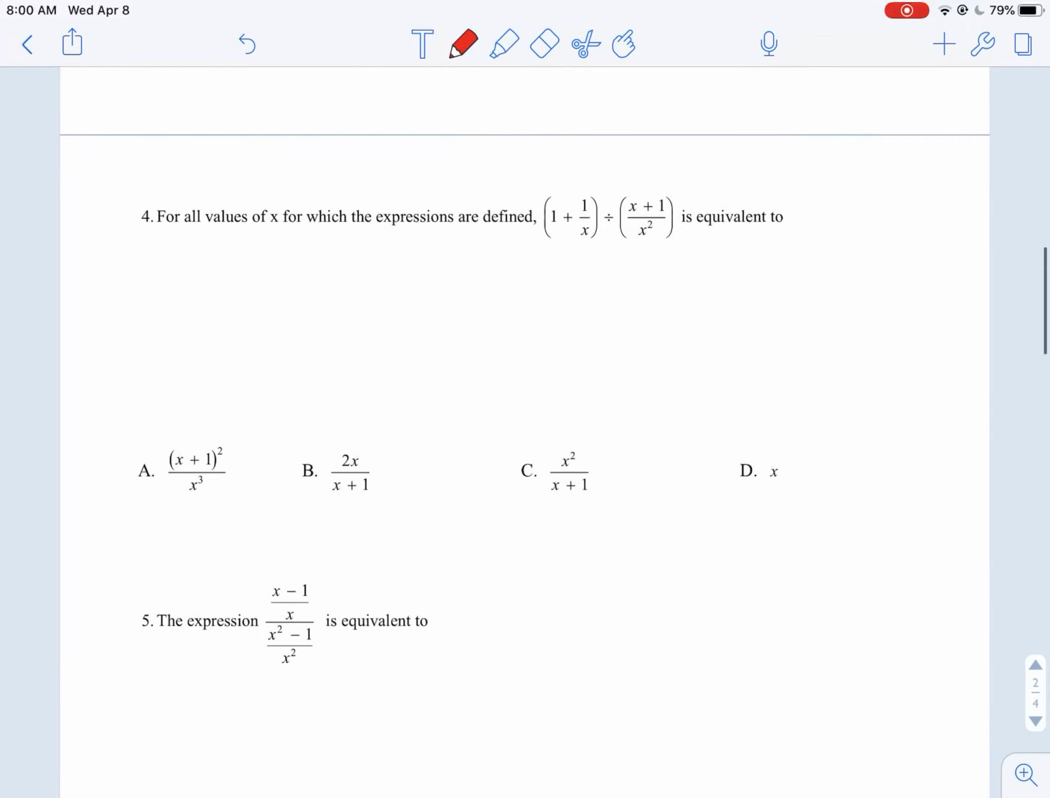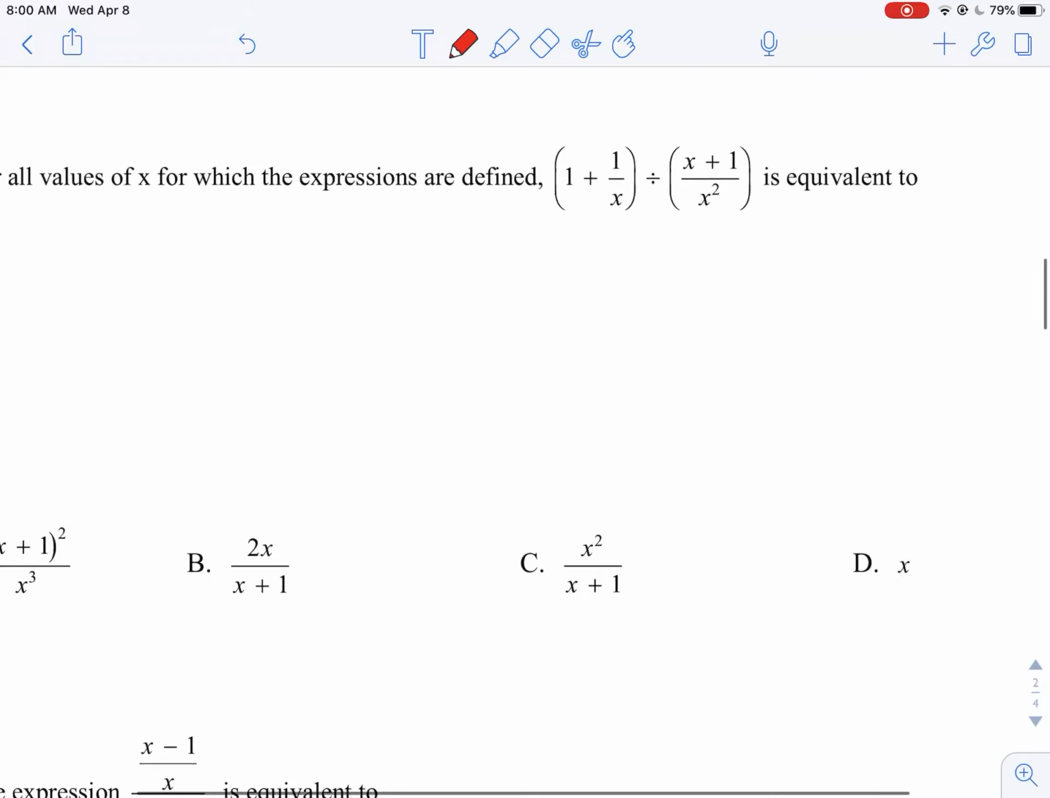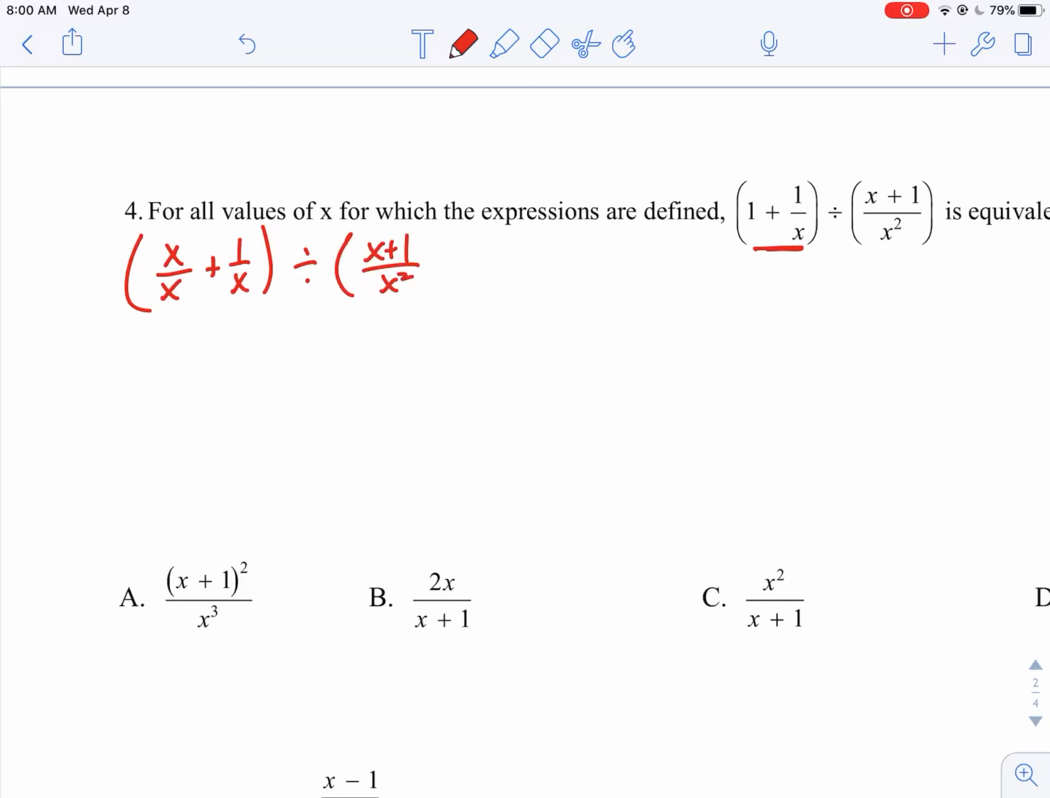All right, moving on to number 4, we've got a problem here where we've got some addition as well as some division. So what I'm going to do is jump inside this quantity first. I'm going to add those two expressions together. So I'm going to turn that 1 into x over x plus 1 over x. And I'm going to leave the right side of the expression alone for a second.